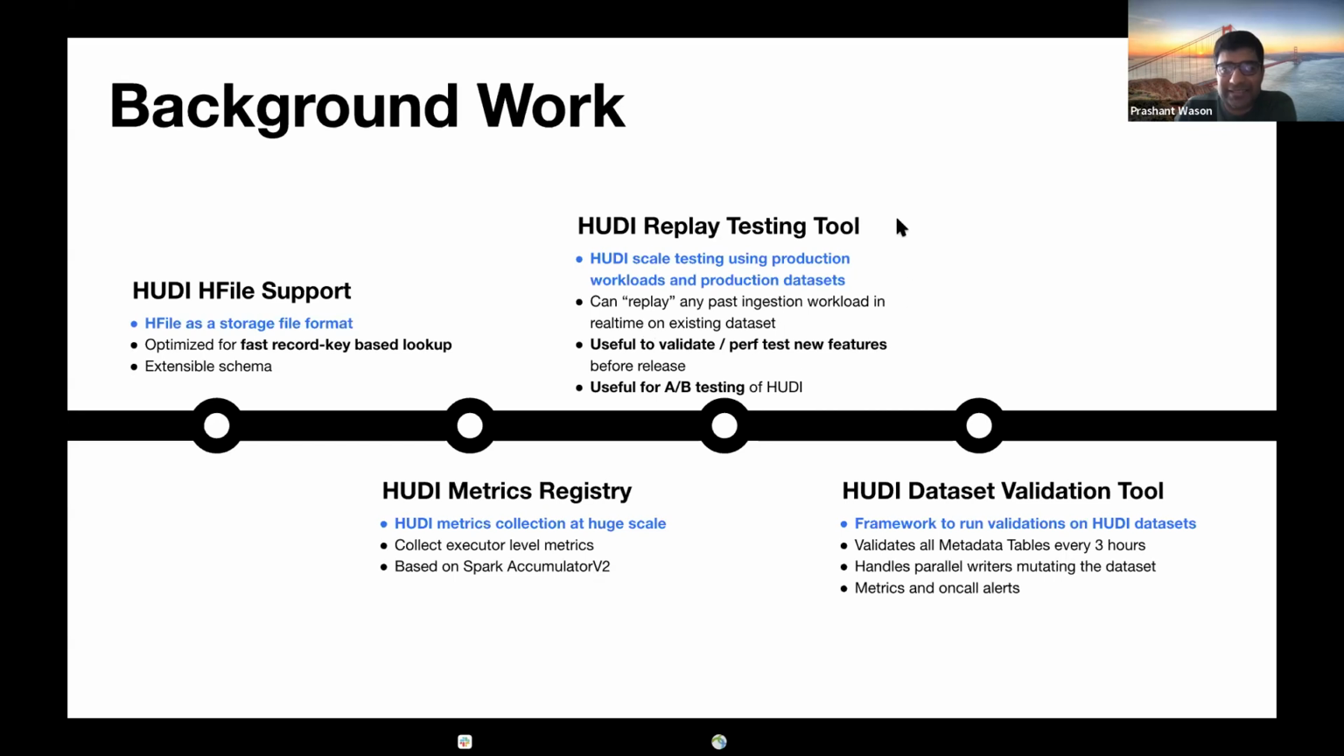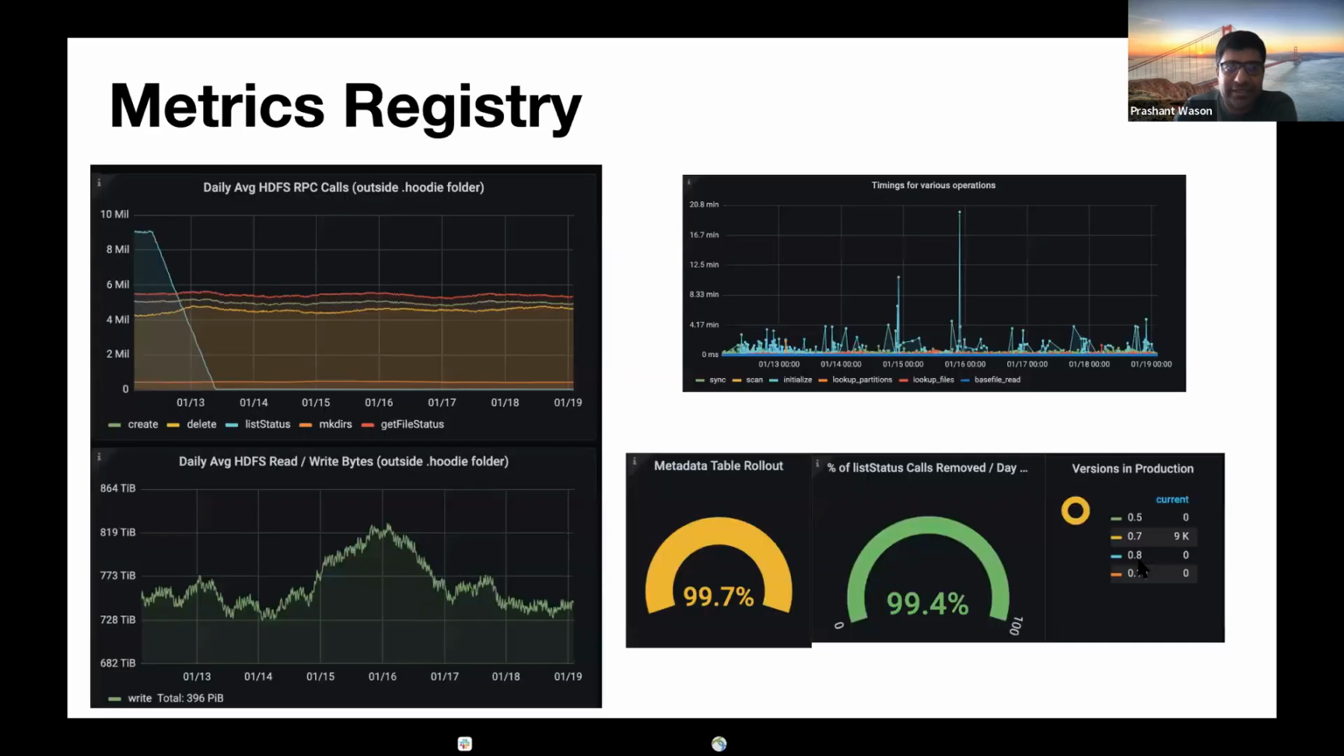We developed a replay testing tool, which allows us to use the production data sets in a read-only manner to test workloads and performance features. And we have a validation tool which validates the metadata table every single day. I'll just quickly go through some screenshots. This metrics registry allows us to collect very fine-grained metrics. Here we can collect all kinds of RPC calls to the name nodes. We can collect the timings for various operations. We can even collect the rollout stats and the various versions in production, bytes written, and all these kinds of things.